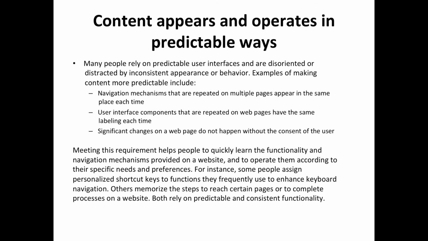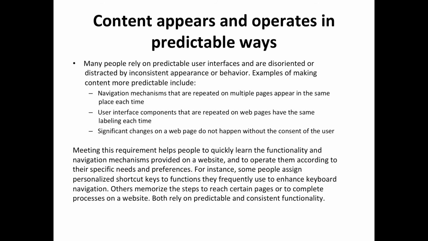Content appears and operates in predictable ways. Many people rely on predictable user interfaces and are disoriented or distracted by inconsistent appearance or behavior. Examples of making content more predictable include navigation mechanisms that are repeated on multiple pages, appear in the same place every time. That is so key and critical. Your navigation should not ever move or change. If somebody gets clicked into some subpage in your site, things haven't changed. It's still the same. They understand how they got there and they understand how to get back.